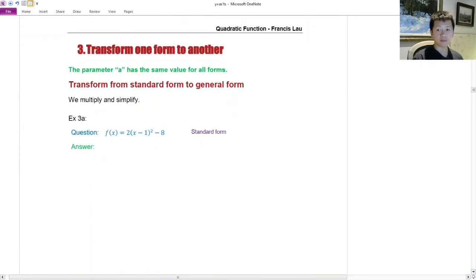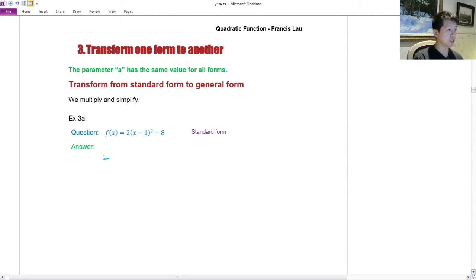Now look at the transformation from one form to the other. So if we want to transform from one form to the other, what do we do? Now the parameter a has the same value for all the forms. That's the key point. Now from standard form to general form, what do we do? We actually multiply and simplify. So the standard form, we just expand the bracket.